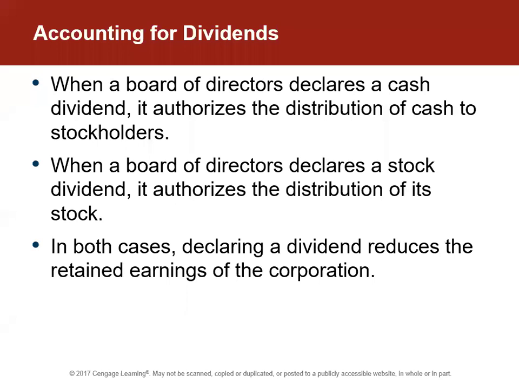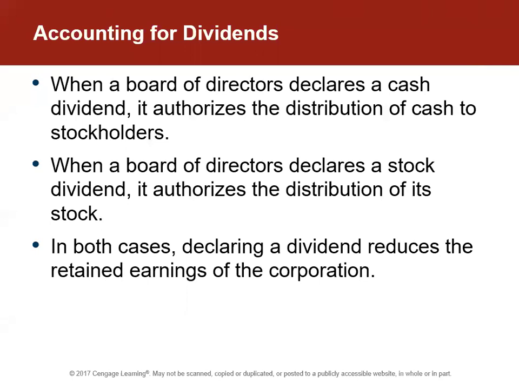The first date we deal with is what we call the date of declaration. Basically, the board of directors is going to approve a dividend, and when they do that, they're going to have a date of declaration. So the first date is just saying the board of directors declares a cash dividend and authorizes that cash dividend. That's the date that they approve it and say, hey, we're going to pay a dividend.